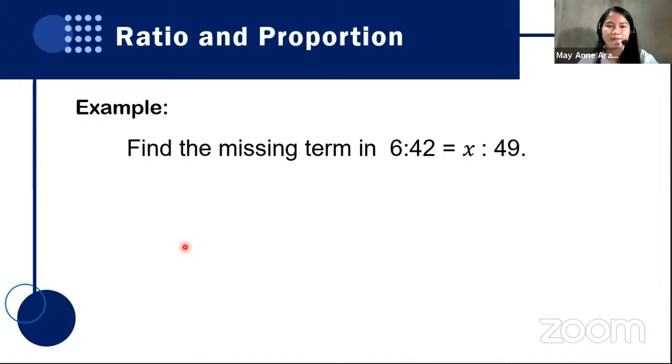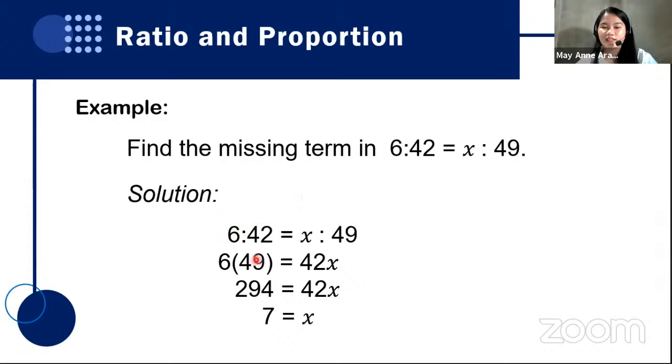Okay, sample. Find the missing term in 6 is to 42 is equal to x is to 49. Let us do this using algebra. I again multiply the extremes and then the means. So you have 6 times 49 equals the product of the means, 42 times x. 6 times 49 is 294, and divide both sides by 42. Cancel na yung 42, so you have x on the right side. 294 divided by 42 is 7. Therefore, the missing term is 7.